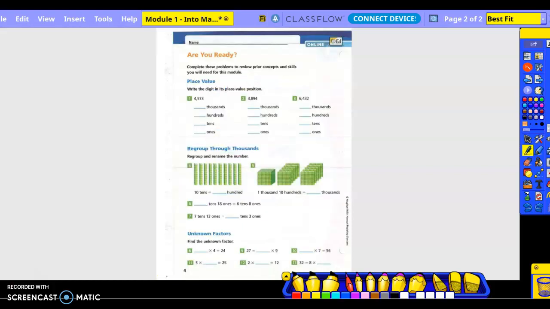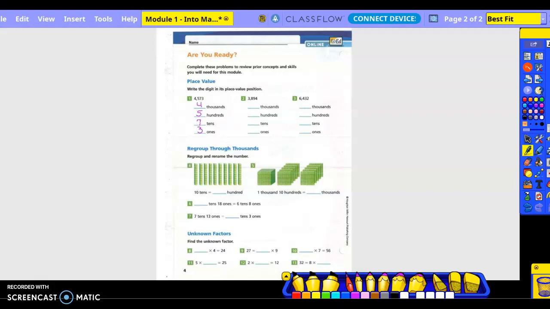Are you ready? Complete these problems to review prior concepts and skills you will need for this module. Place value, write the digit in its place value position. So what number is in the thousands? 4. 100? 5. 10? 7.